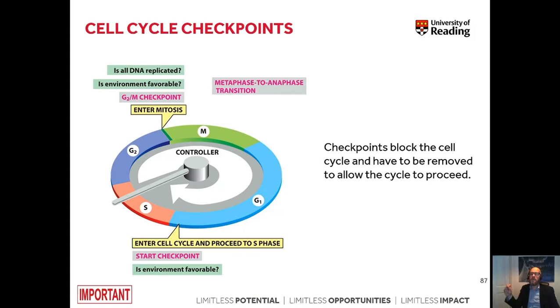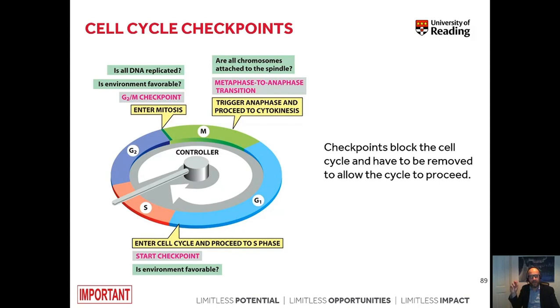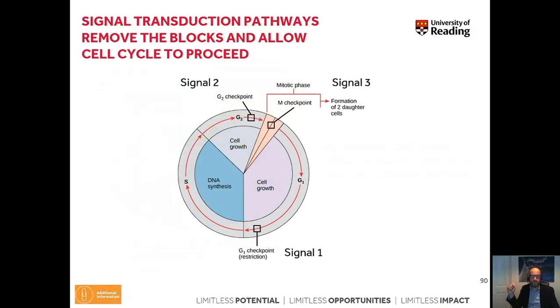The last checkpoint is the metaphase to anaphase transition. Here, the cell checks if all chromosomes are properly attached to the spindle, and this triggers anaphase, and then the cell is able to proceed to cytokinesis, resulting in 2 healthy daughter cells.